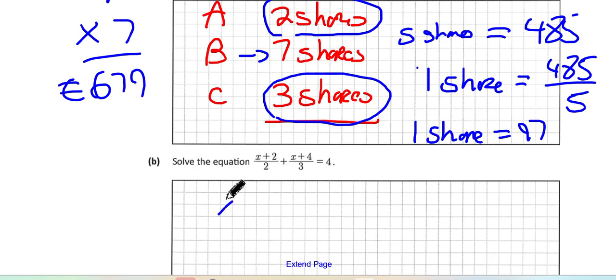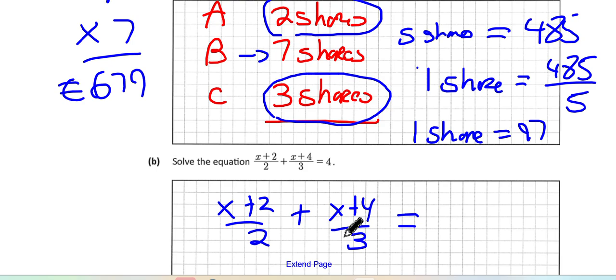Really fast. Ready? This will take 3 minutes, I'm hoping. What's the common denominator between 3 and 2? What number will 3 and 2 divide into? 6? Okay. So what you need to do here is you need to turn all the bottoms into 6. So what do you multiply 2 by to turn it into 6?